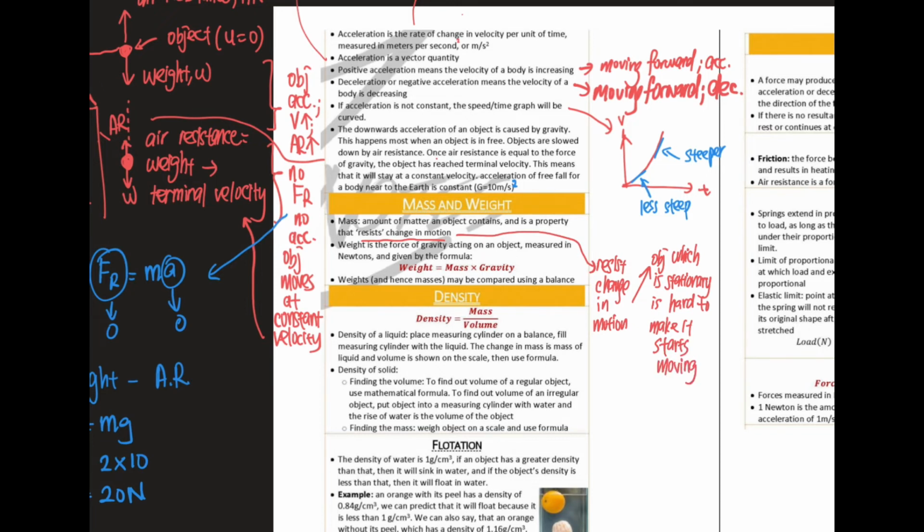For example, a big elephant. It's so huge, so heavy. You want to make it start moving, you push it. It seems like it is very hard to make it start moving because it's very heavy. So an elephant with a great mass is hard to start moving. So that is resist change in motion.